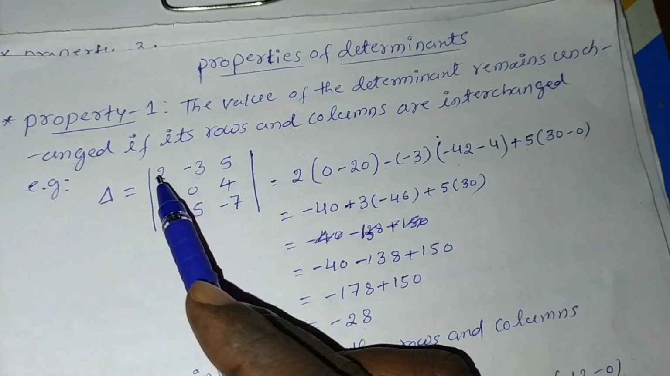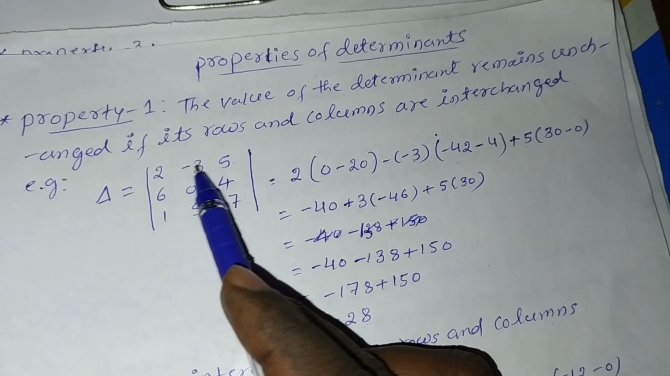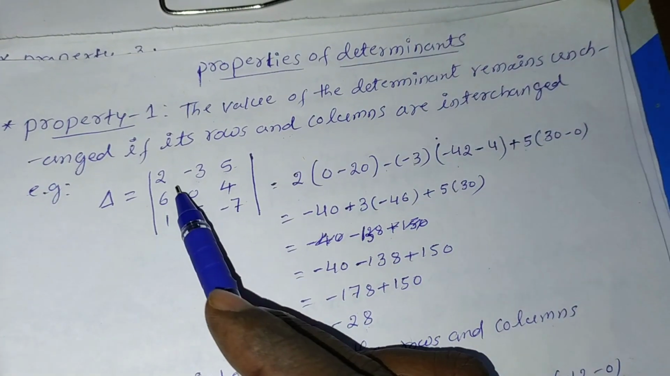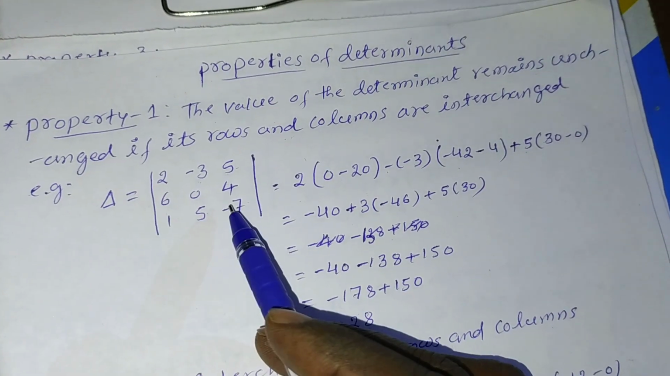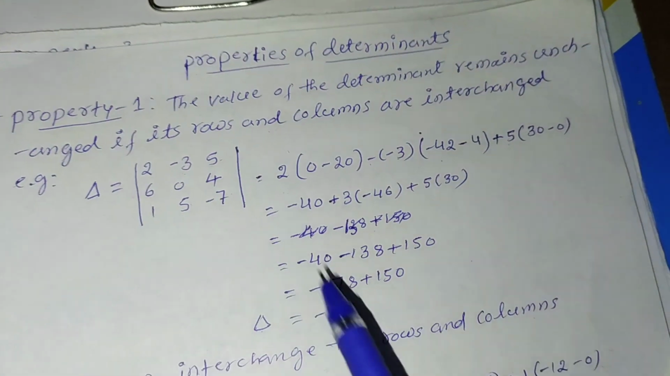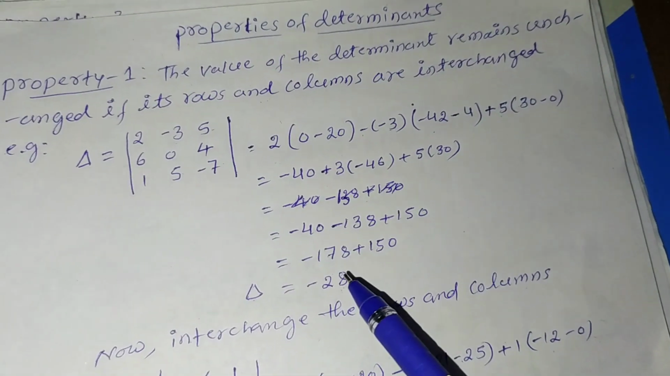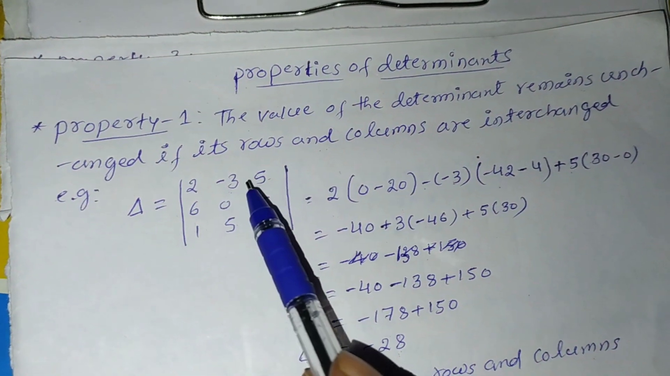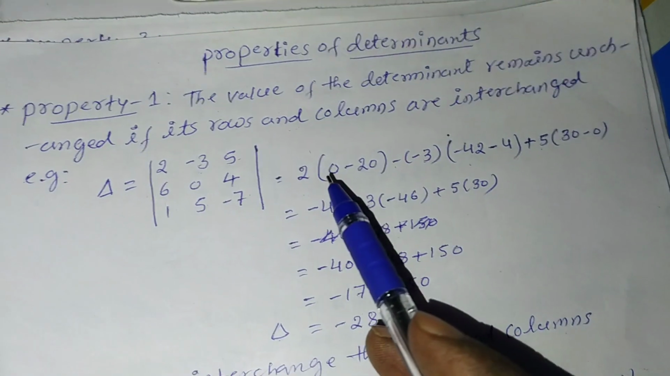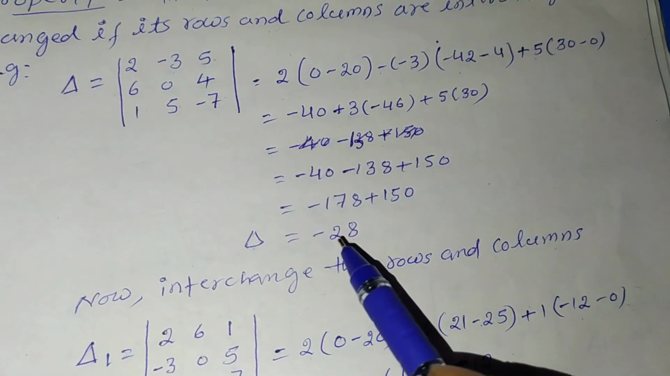If I expand this determinant along R1, you can also expand this determinant along C1, C2, C3 or R2, R3, whatever it is. If you expand along any row or any column, you get the same result. So I am going to expand this determinant along R1. After expanding and simplifying, I get the value minus 28.